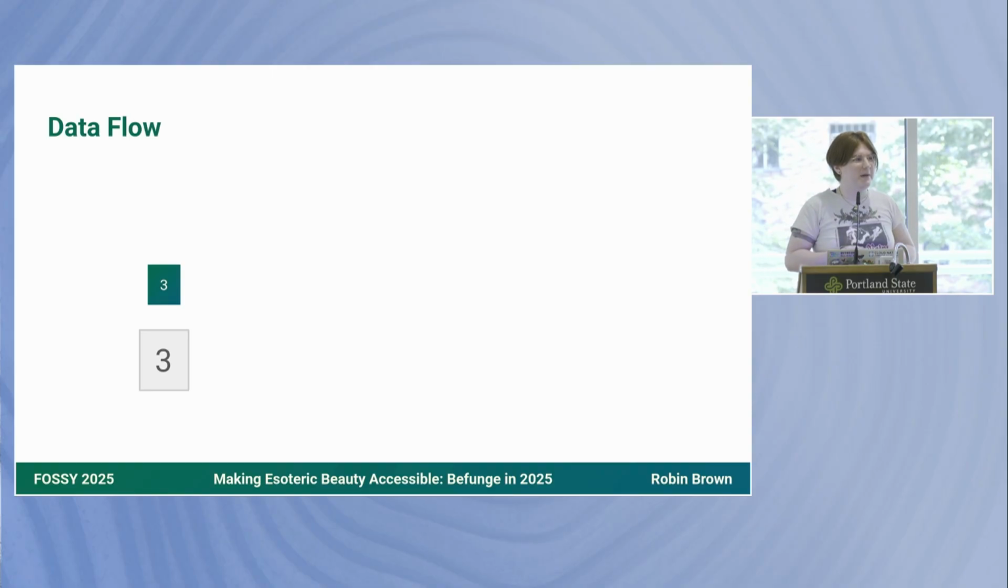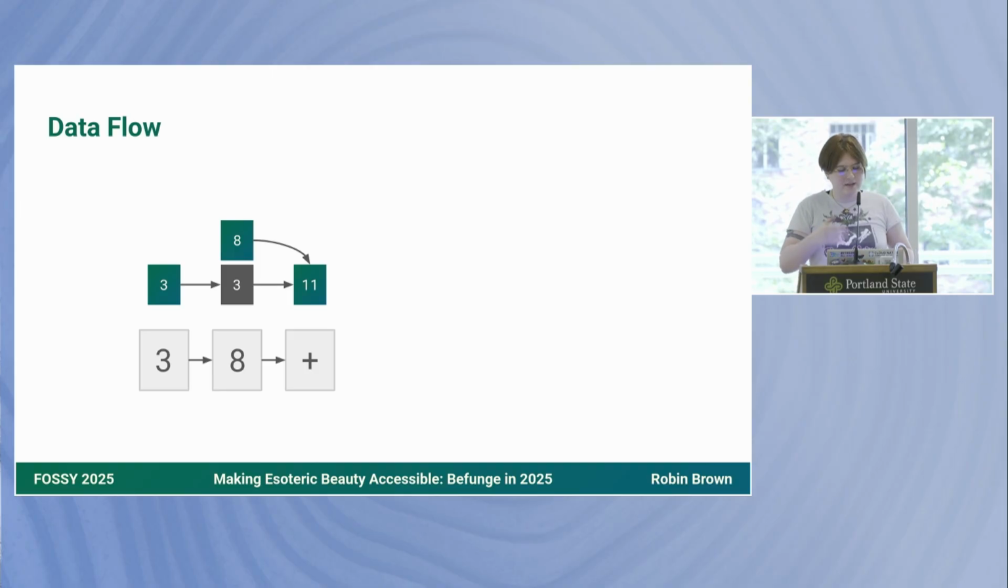The data flow is based on a stack. Every one of these gray cells at the bottom is the instruction that we're executing, and the things above it represent the stack at that point in time. If you execute a 3 instruction, you get a 3 on the stack. That one's nice and simple. And you do an 8, we get an 8 on the stack, and so on and so forth.